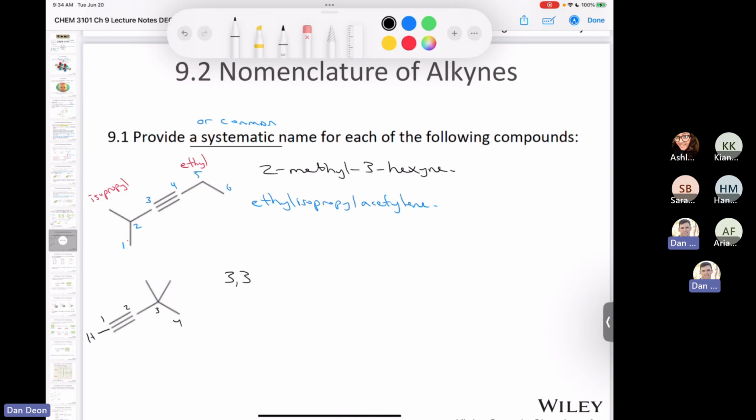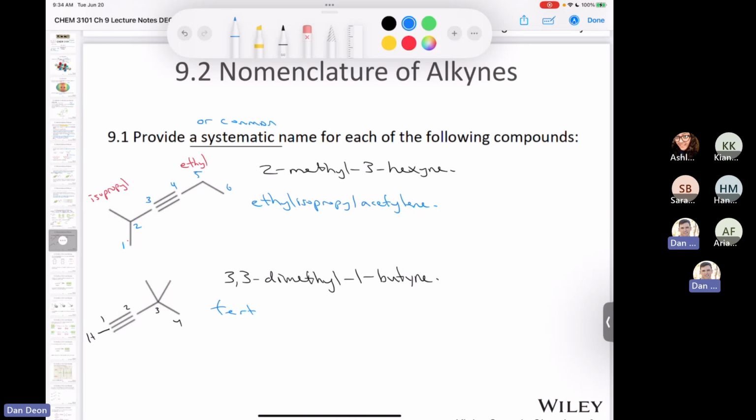3,3-dimethyl-1-butyne, like that. And if I wanted to identify the common name, I've got a tert-butyl group over here, so you just call that tert-butyl acetylene.